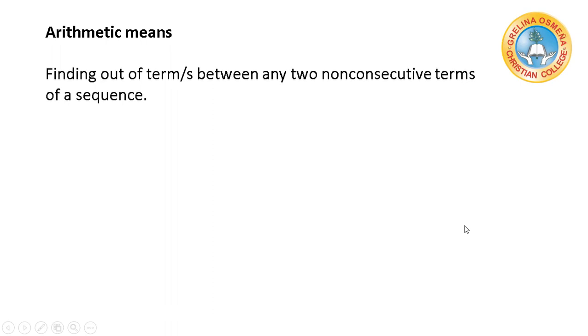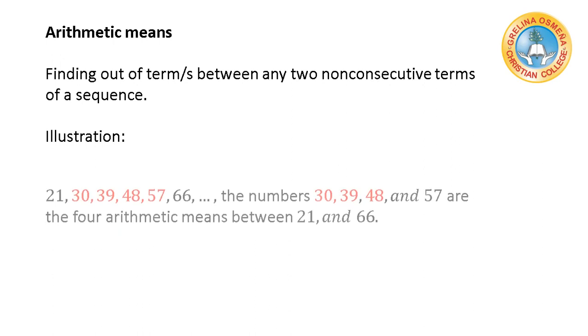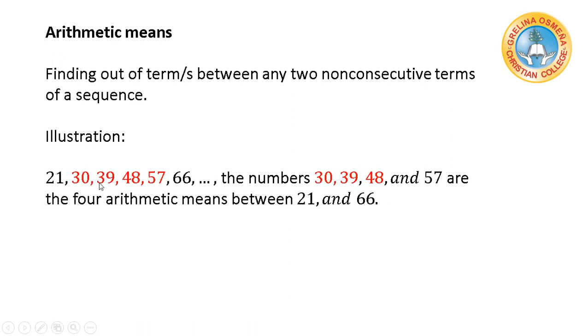Let's have the arithmetic means. So, finding the terms between any two non-consecutive terms of a sequence. Let's have an example: 21, 30, 39, 48, 57, and 66. The numbers 30, 39, 48, and 57, the ones marked in red, are the four arithmetic means between 21 and 66.